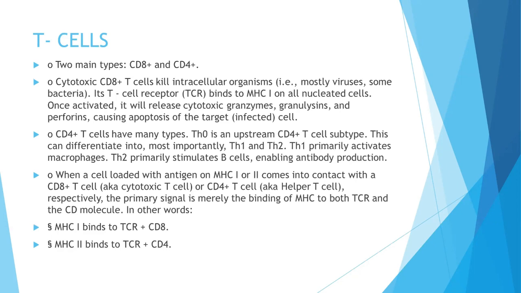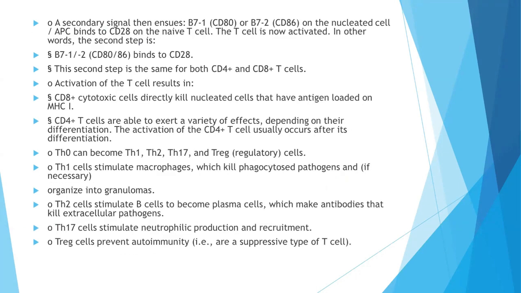Now, when a cell loaded with antigen on MHC1 or 2 comes into contact with a CD8 plus T cell, also called a cytotoxic T cell, or a CD4 T cell, which is also called a helper T cell, respectively, the primary signal is merely the binding of MHC to both TCR and CD molecule. In other words, the MHC1 binds to the TCR positive CD8 cells, and MHC2 binds to the TCR positive CD4 cells. So a secondary signal then ensues, that is the CD80 or CD86 on the nucleated cell or antigen presenting cell binds to the CD28 on the naive T cell.